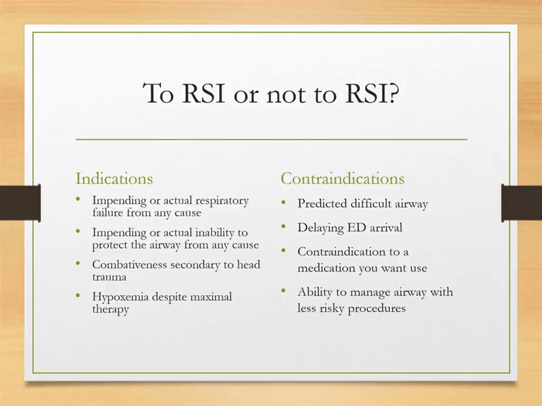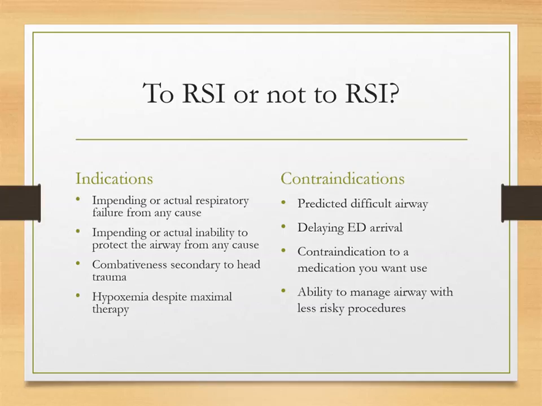Now our next question is to RSI or not to RSI, okay? So what are some of the indications? Well, some of the indications for RSI are actual respiratory failure from any cause or an impending respiratory failure. So sometimes you've got to think ahead and know. The actual inability to protect the airway from any cause. Combativeness secondary to head trauma. Hypoxemia despite our maximal therapy and our maximal efforts.